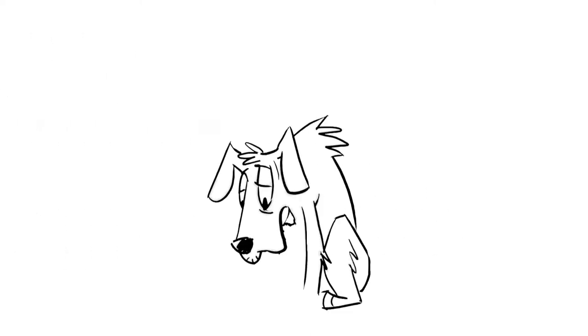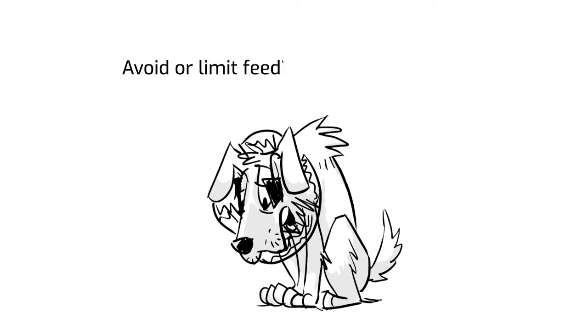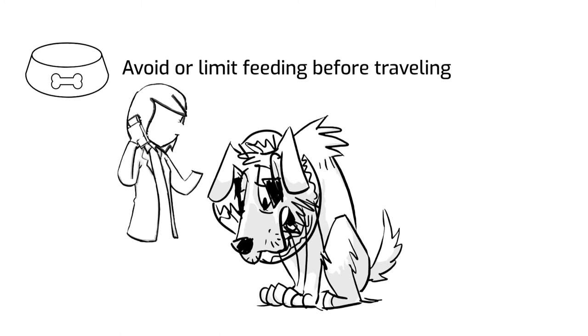Travel sickness can affect animals too. Vets recommend restricting the pet's vision to avoid travel sickness. Avoid or limit feeding before traveling to prevent an upset stomach. If this trick doesn't work, it's best to consult a vet for an anti-sickness medicine.